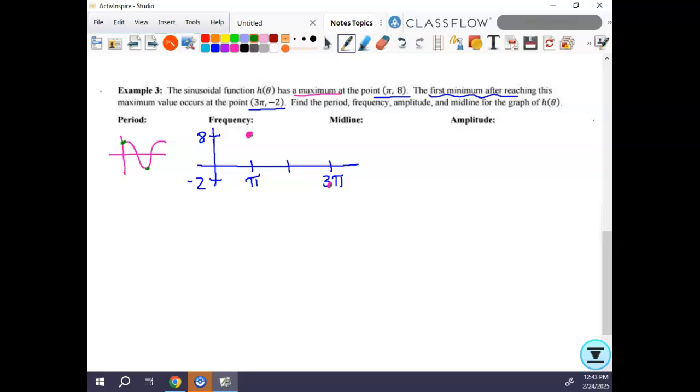Now again, even on here, since I know it's the maximum and minimum, I think the best thing to find first before we do anything else is the midline. So look at this, think about it for a minute. See if you can figure out where you think the midline is.